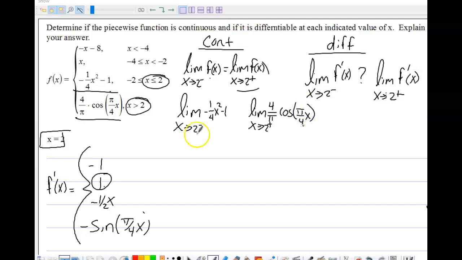Okay. So direct substitution here. If I plug in 2, I get 2 squared, which is 4. 4 times negative 1/4 is negative 1. Negative 1 take away 1 is negative 2. Here, if I plug in 2, I get cosine of pi over 2. Plug in 2 here, the 2 reduces with the 4 to make 2, right? So you're left with pi over 2. Cosine of pi over 2 is 0. And therefore 0 times 4 over pi is just going to be 0. So the final answer there is 0. Those are not equal. This is not continuous.